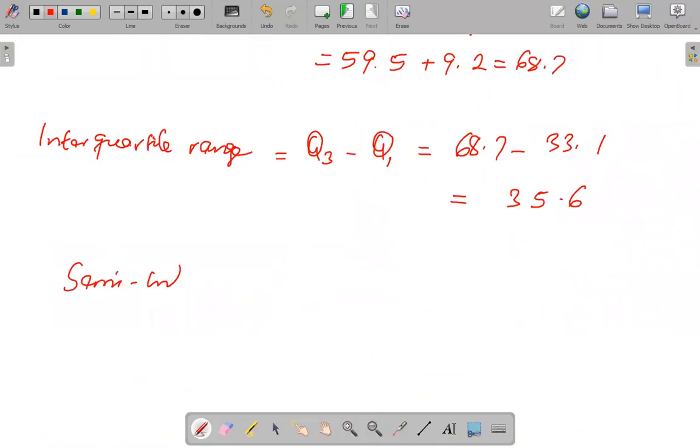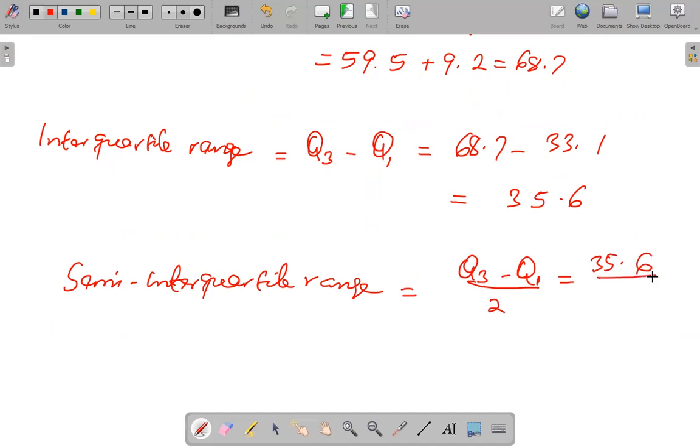And then we also calculate the semi-interquartile range. The semi-interquartile range is equal to the interquartile range, Q3 minus Q1, divided by 2. Q3 minus Q1 is 35.6, then divided by 2. 35.6 divided by 2 is 17.8. So the semi-interquartile range is 17.8.